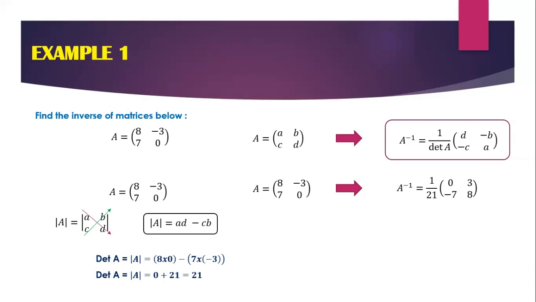Or we can simplify. The inverse of matrix A is 0 over 21, 3 over 21, minus 7 over 21, and 8 over 21. Then 0 over 21 is 0. You can simplify, okay? Next, we go to example 2.